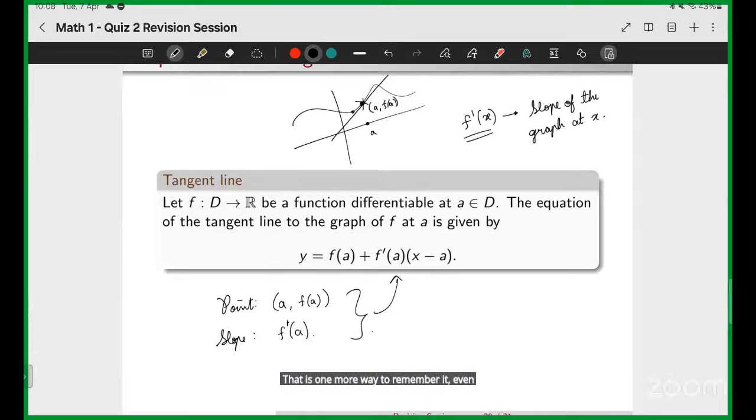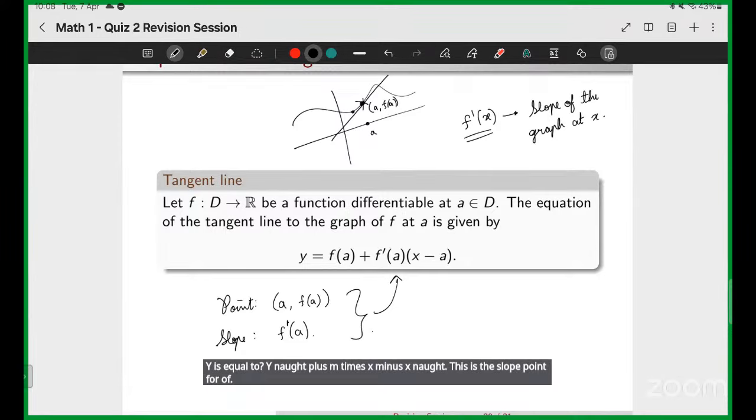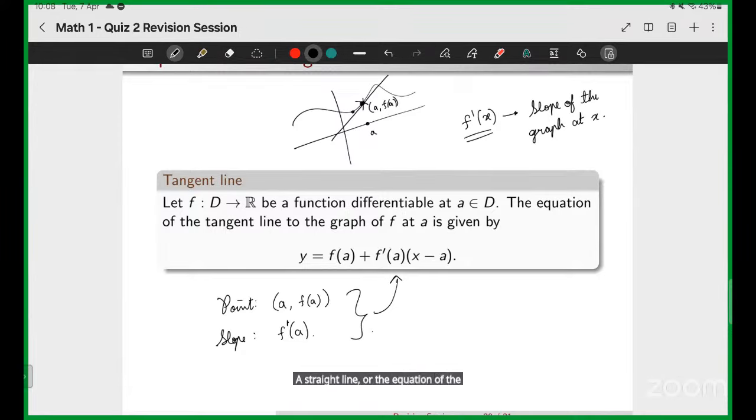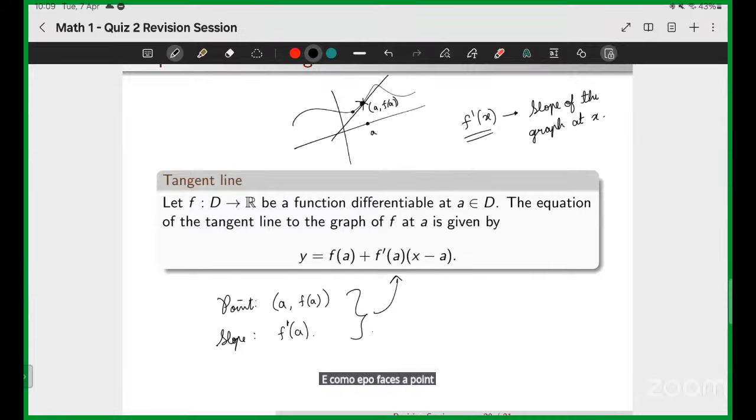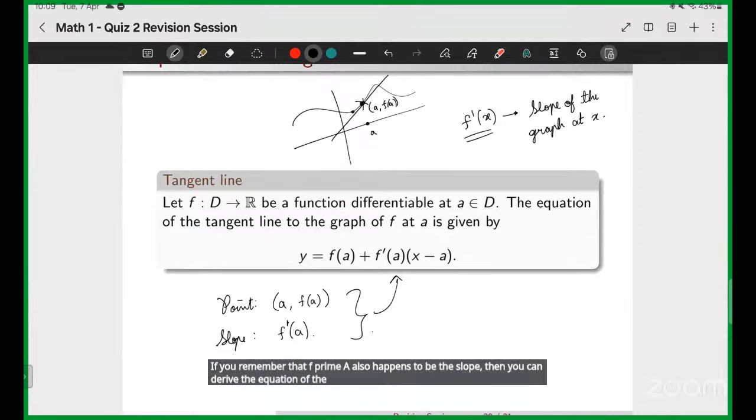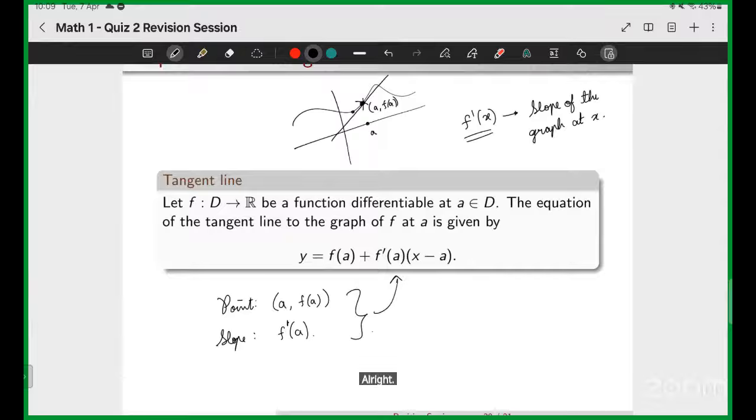That is one more way to remember it. Even if you forget this equation, y is equal to y naught plus m times x minus x naught. This is the slope point form of the equation of the straight line. And very quickly you can see that a comma f of a is a point, and if you remember that f prime a also happens to be the slope, then you can derive the equation of the tangent line as well. All right, so this is the equation of the tangent line.